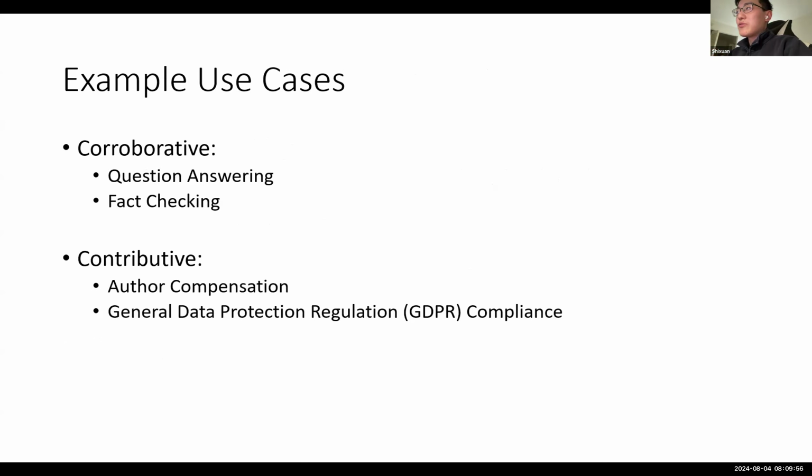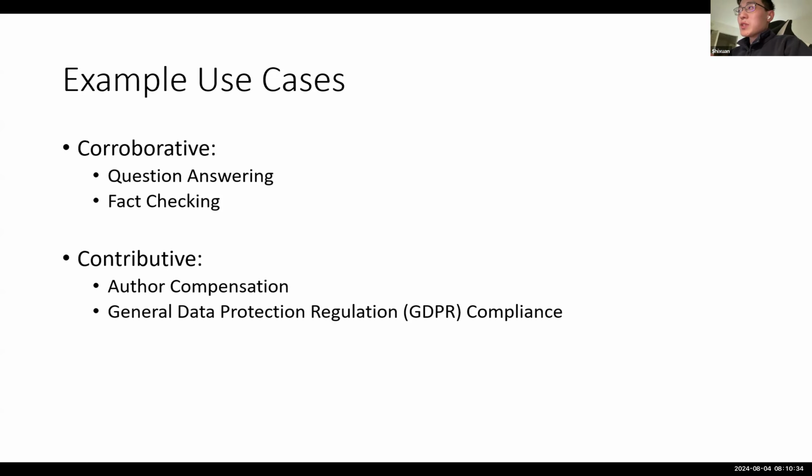Let's take a look at a few use cases of these two kinds of attributions. For the corroborative case, it could be applied to question answering, as we discussed a lot in the LLM paper. You could retrieve something from a trustworthy source and improve the accuracy of your answering. Another application is fact checking. You want to improve the trustworthiness of your claim, and you want to check it against some facts.